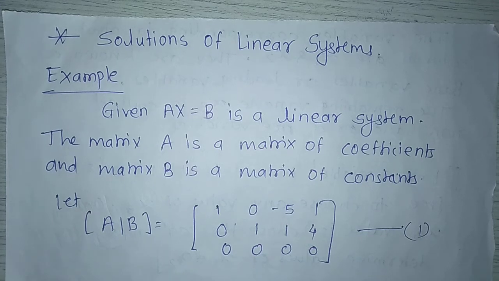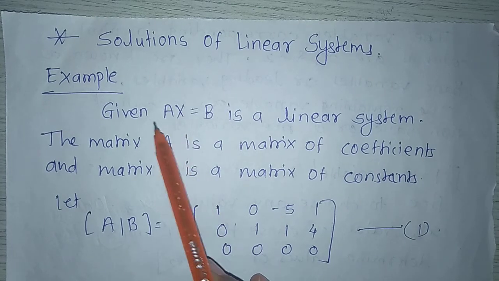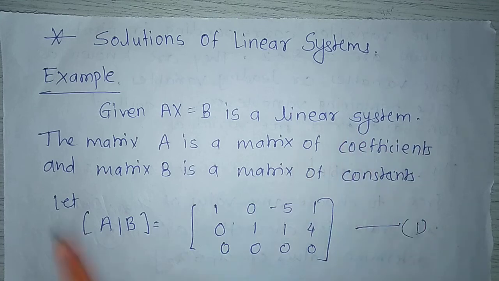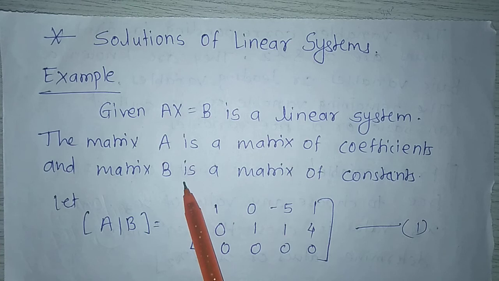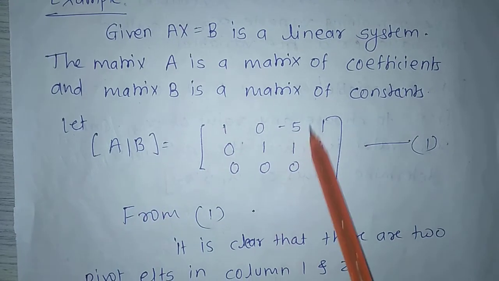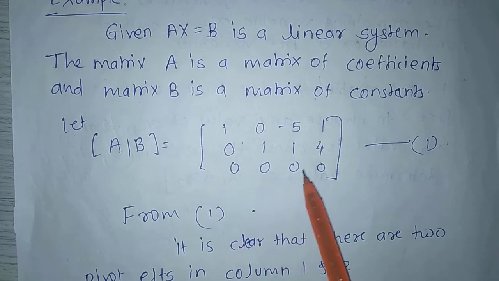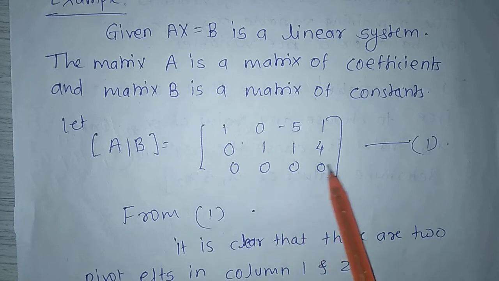Hello students, next point is solutions of linear system. Example: given A x = b is a linear system, the matrix A is a matrix of coefficients and matrix B is a matrix of constants. Let the augmented matrix [A|B] first be [1 0 -5; 0 1 1; 0 0 0], where this is the coefficient matrix, and [1 4 0] is the constant matrix.